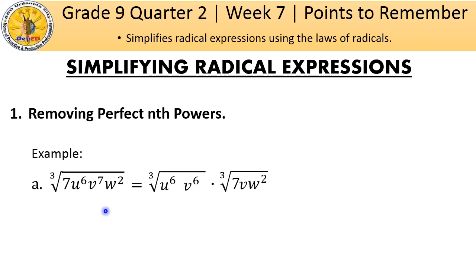Then, mag-cancel out na tayo sa left side. Dahil non-perfect nth powers ang nasa right side, so we're just going to copy this later. And so, cancel index 3 and 6 becomes 2, dahil 6 divided by 3 is 2. And same here. Cancel exponent 6 becomes squared. Therefore, u squared times v squared and then copy this.